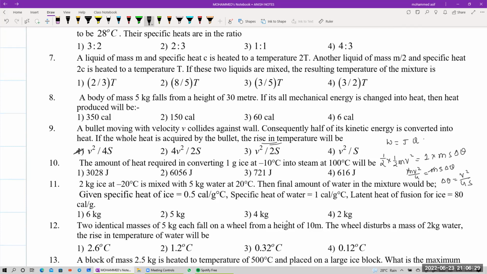W equals J into Q is known as what law? Joule's law. Heat loss, this one is Joule's law. This can be anything, but if it is a potential energy, use mgh. If it is a magnetic energy, use magnetic energy. If it is a capacitor energy, whatever energy it is, that energy must be equal to J into Q. J is the mechanical equivalent of heat.